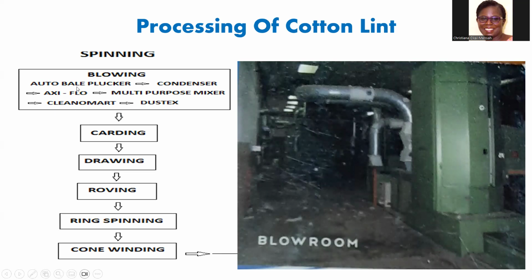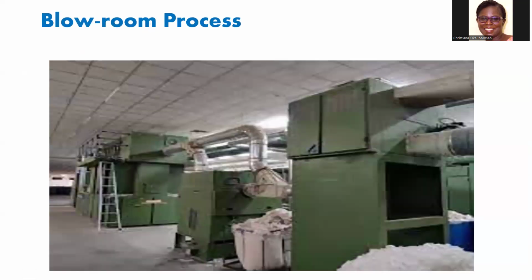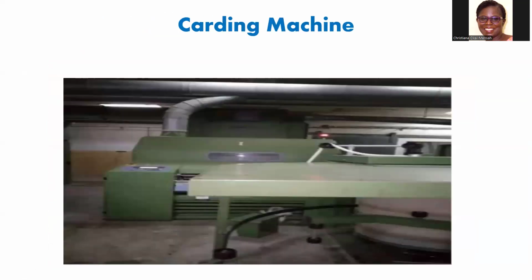So auto bale plucker, condenser, and all that. The fiber will come out and be fed into the carding machine. So from the blow room, it will feed the fiber into the carding machine. Then the carding machine will continue the process to drawing, to roving, to ring spinning, then into the packaging, that is the cone winding. Okay, so this is the blow room process from the breaker to the carding. Okay, so that is the end of the carding machine.